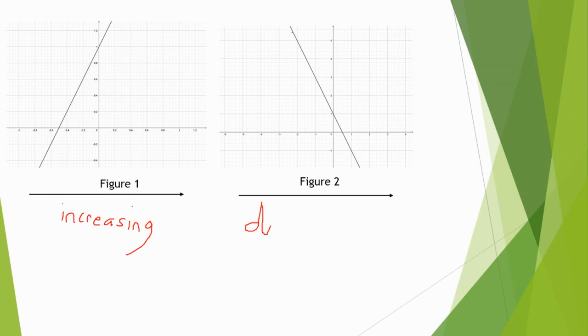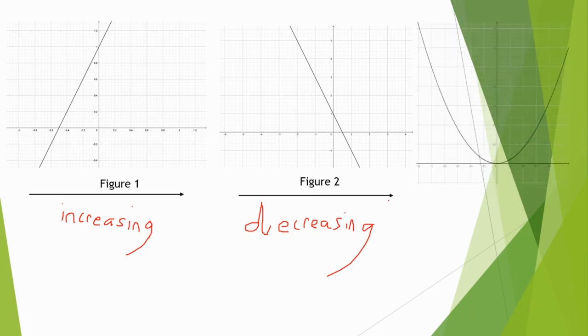And how do we know that? Because as you walk to the right, what's happening? The height, the graph is falling. You can imagine walking along this graph. You would see that your height relative to the x-axis is getting smaller. In other words, as you walk to the right, you're falling. So here we're decreasing.